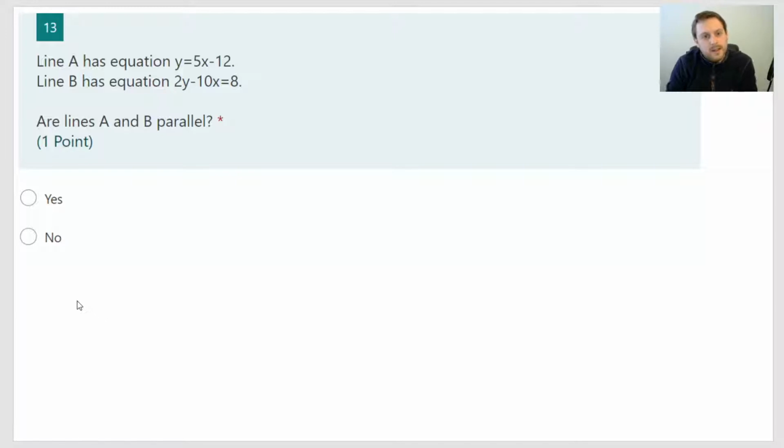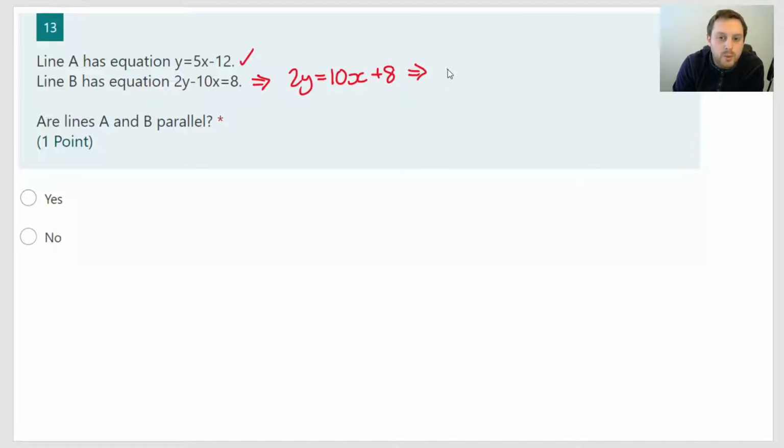Right, number 13, we've got two different equations and it's asking, are they parallel? So we can't compare them until y is the subject. So this already has y being the subject, so that's good. This one, I'm going to add 10x. And then I'm going to divide by 2. And then you'll notice they both have the same number in front of the x. So they are parallel.